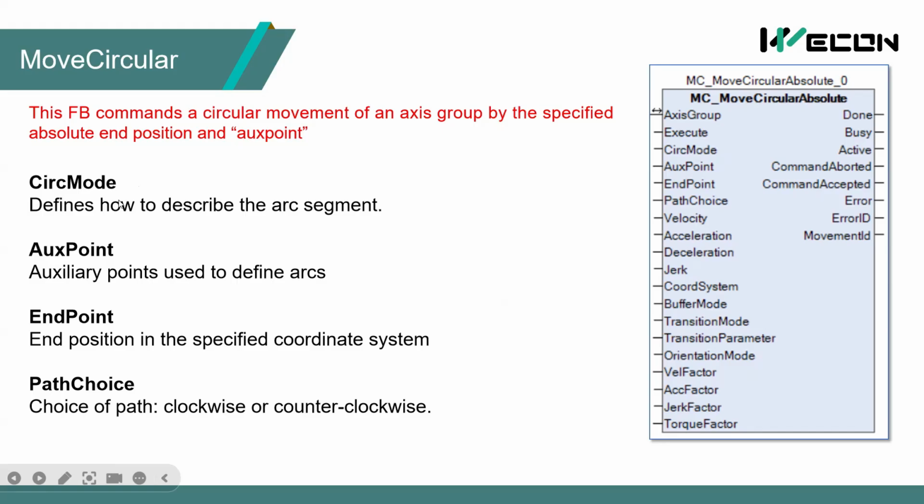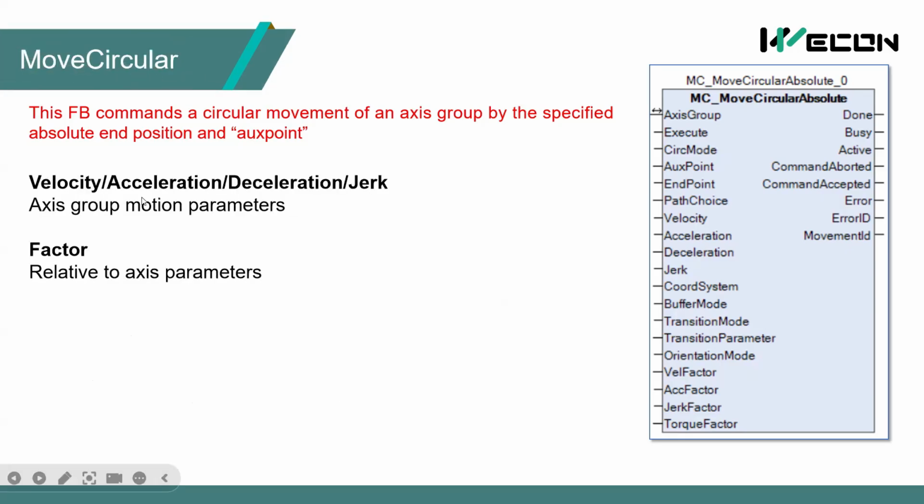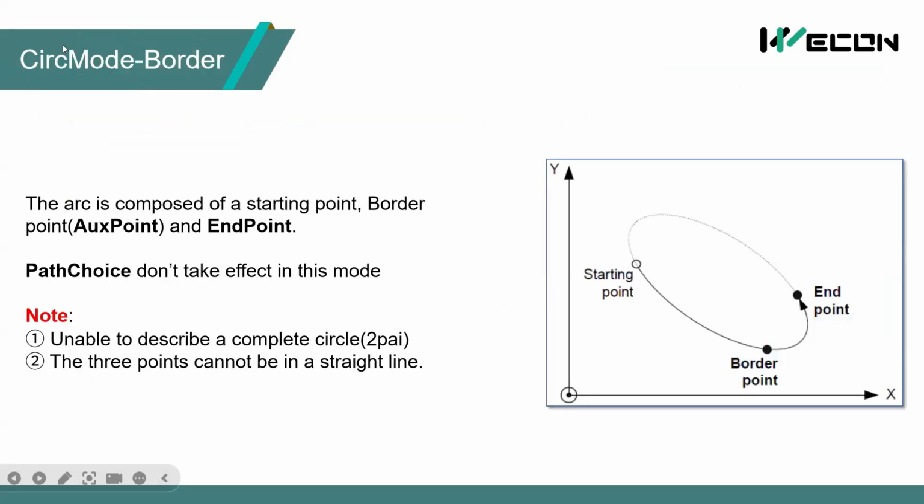The first one is used to define how to describe our movement. Second, this point is used to work together with the circle mode. End position is our target position, and the path choice is used to select the direction of the circle, for example, clockwise or counterclockwise. For this circle mode, we have three modes.